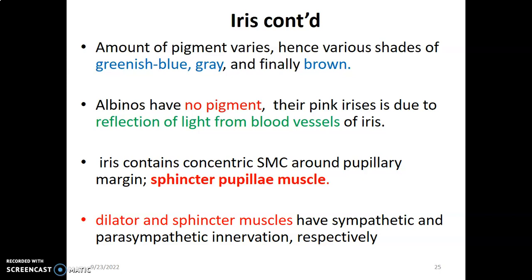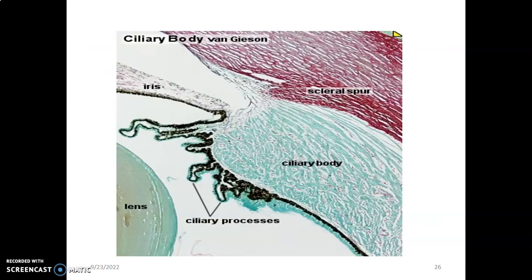So we have three histological parts of the lens. There's an outer lens capsule. Below it, we have the subcapsular epithelium. And after the subcapsular epithelium, we have lens fibers. The lens does not have blood vessels or nerves.